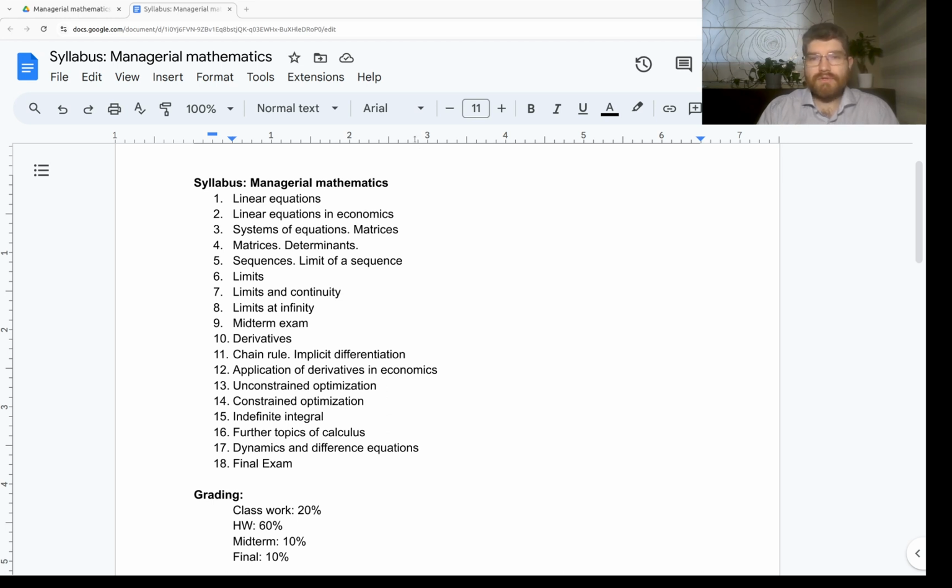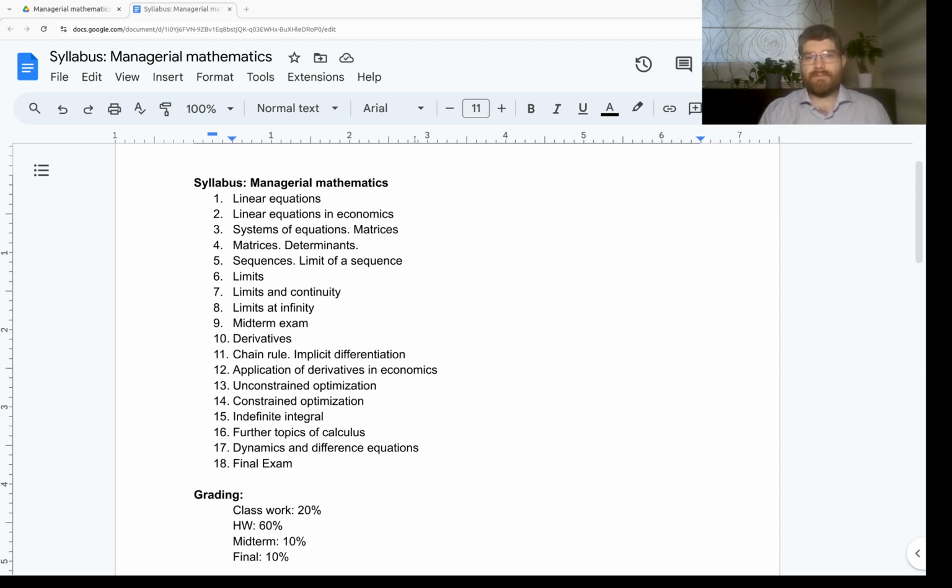Then we will cover limits and continuity. These are crucial for understanding the behavior of economic functions, especially when dealing with changes over time. For example, in cost functions or utility functions, limits and continuity help ensure that small changes in input lead to predictable changes in output. After the midterm, we'll cover derivatives.